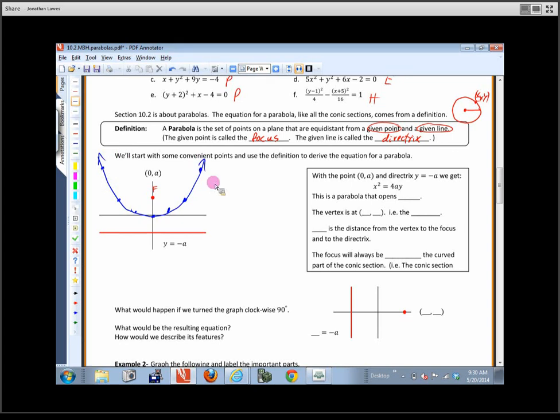Now, there are paper folding examples. We could get out rulers and all sorts of stuff, but that's how the shape of a parabola is formed. It actually comes from a definition. Okay? All right. Any questions?